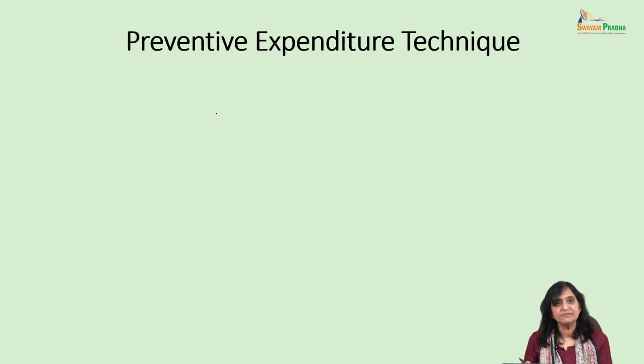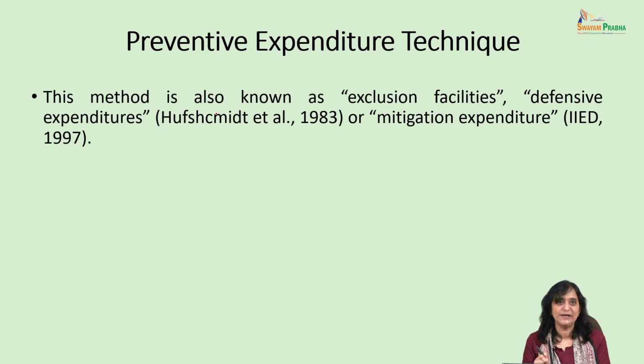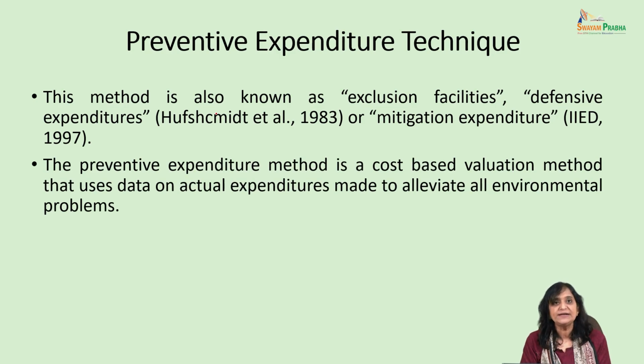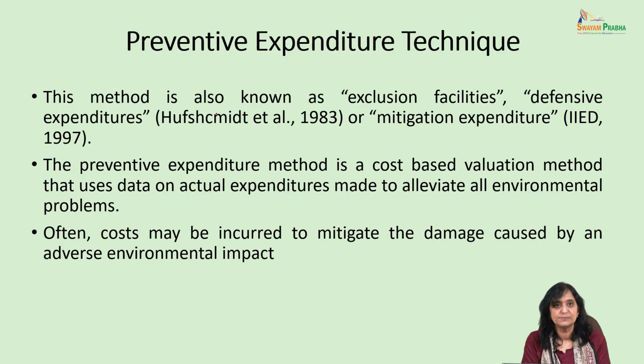What is this preventive expenditure technique? As the name indicates, you are preventing certain expenditure. This method is also known as exclusion facility, defensive expenditure, or mitigation expenditure. This preventive expenditure method is a cost-based valuation method that uses data on actual expenditures made to alleviate environmental problems. So how much money do I need to spend to remove all types of environmental problems.